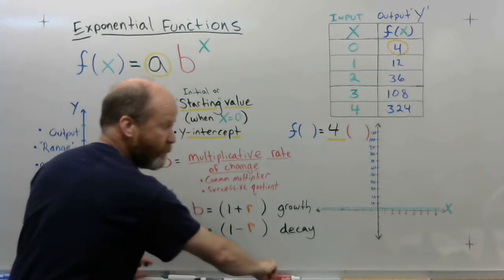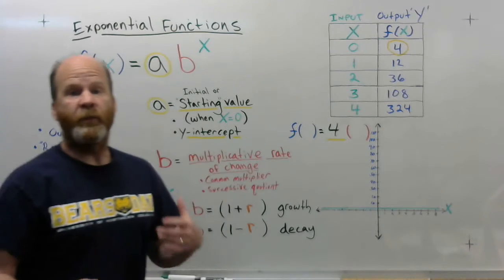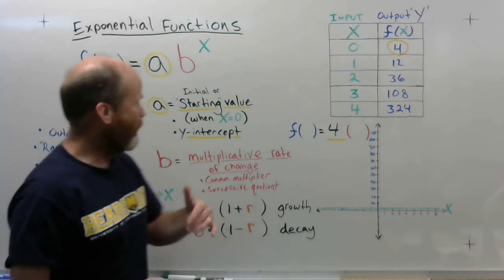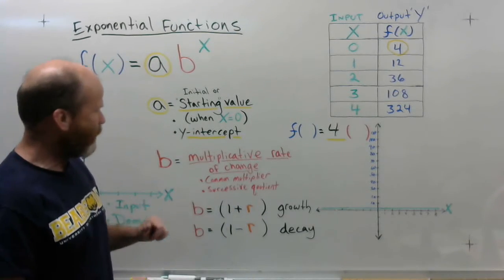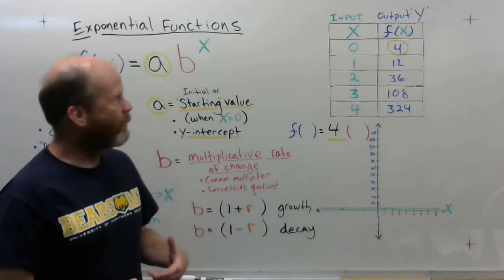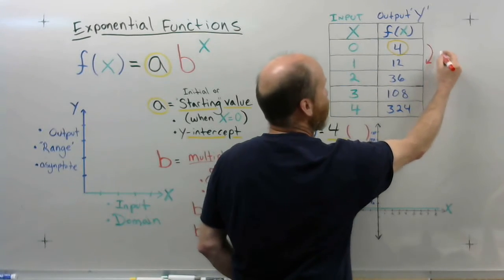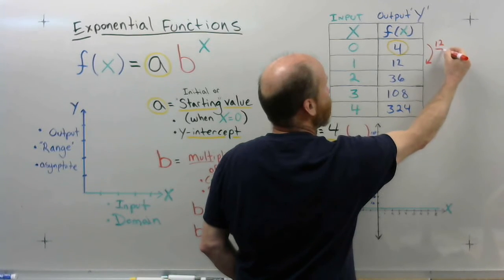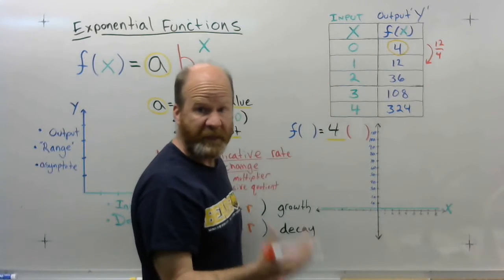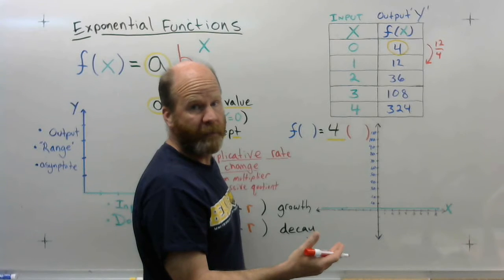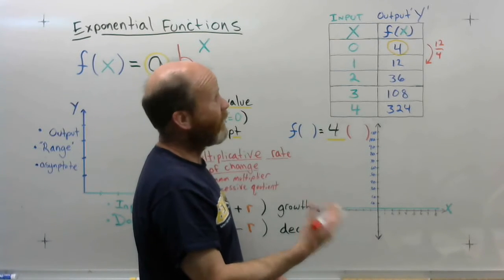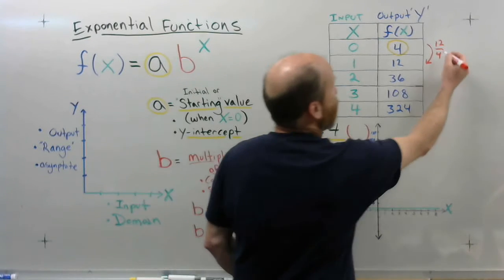Okay, the next piece would be what is the rate of change here? It's going up by a common multiplier or a common ratio. So if we look at this right here, we're going from 4 to 12. I can do 12 divided by 4. That's my ratio. I'm comparing two numbers and finding the quotient, so I'm using division.